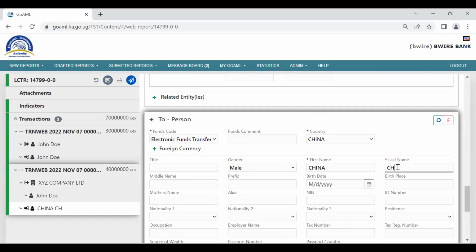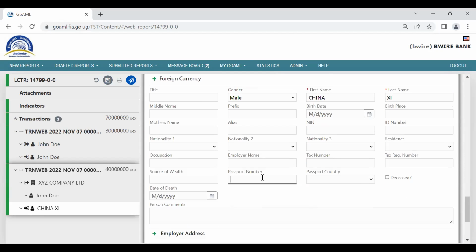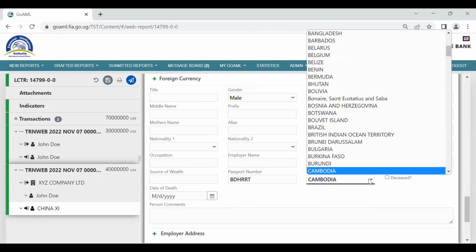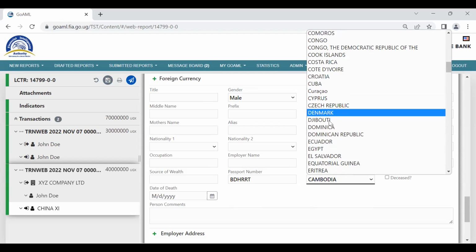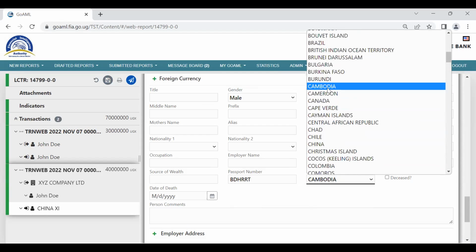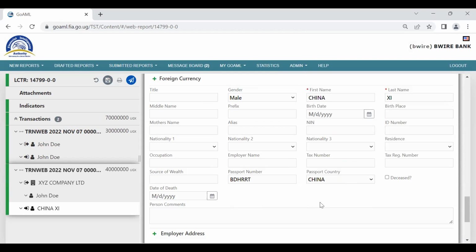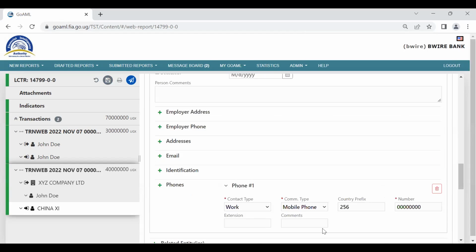I'll just put my names like that because I don't know. Since this is not your customer, you may not have a lot of detail about them. Probably just the name and the passport information that's provided to you. And that is it. We are done.